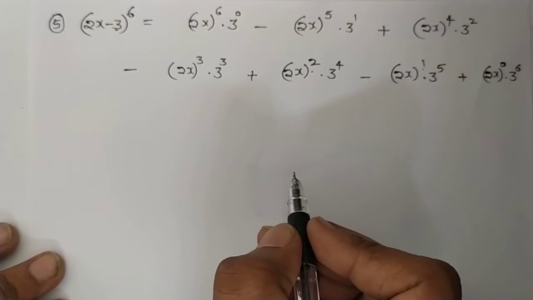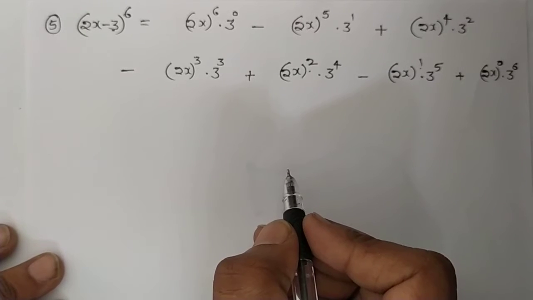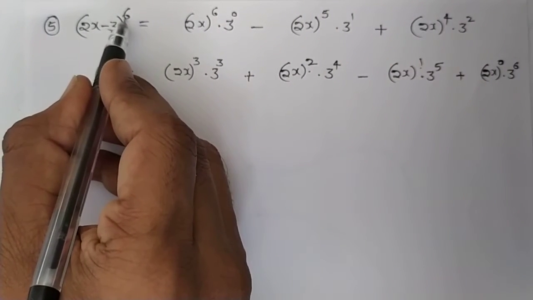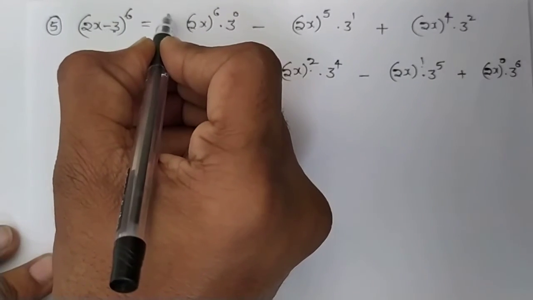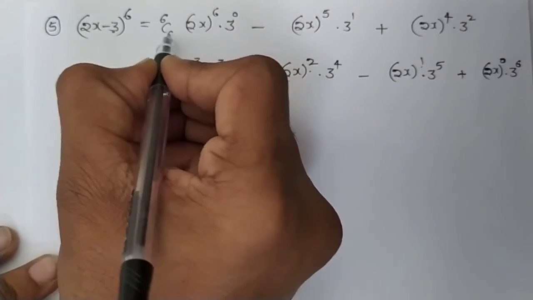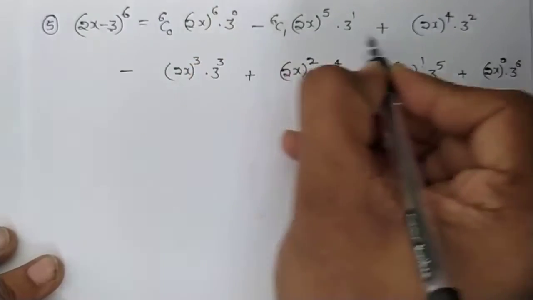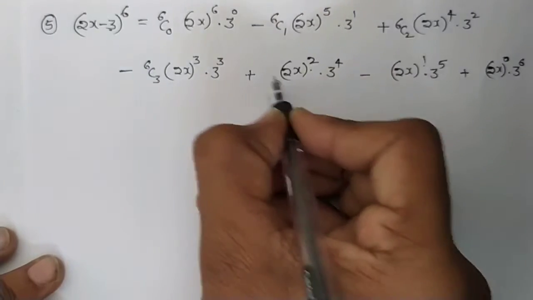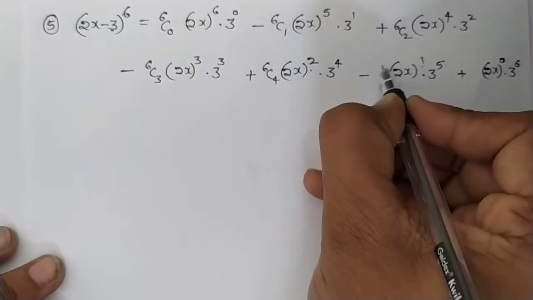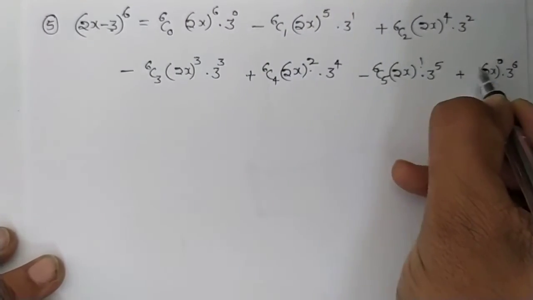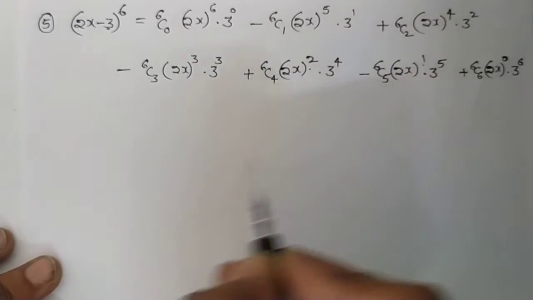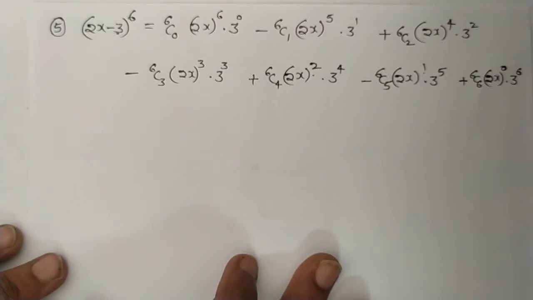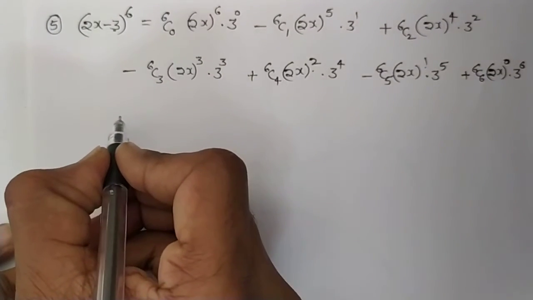Okay. Now what about the coefficients, binomial coefficients? In place of n we have 6, so that the coefficients will be 6C0, 6C1, 6C2, 6C3, 6C4, 6C5, 6C6. So it is the expansion, right? Let us simplify this. Let us simplify this one.